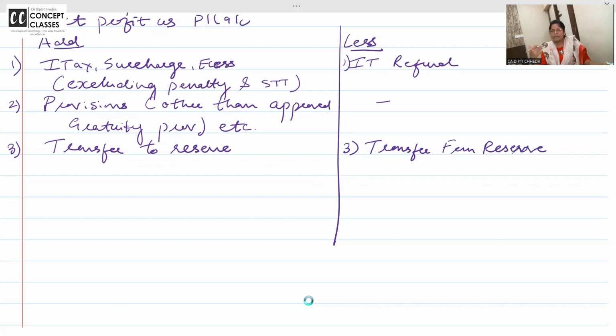रिजर्व एंड सरप्लस से पीएनएल अकाउंट के क्रेडिट में ट्रांसफर किए हैं अगर आपने कोई अमाउंट, हाँ, check the format, keep one hand in the left side your reserves. They must have given you in first point only amount withdrawn from any reserves or provision, and if it is credited in the P&L account, transfer from reserve or provision to P&L account credit side.